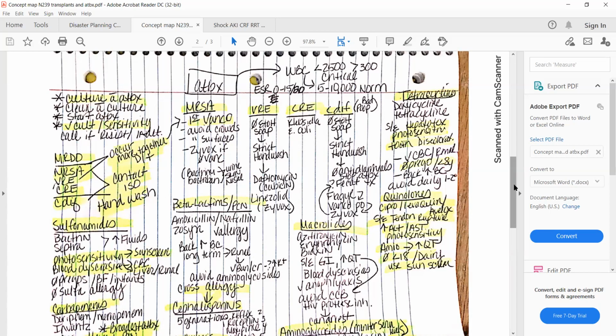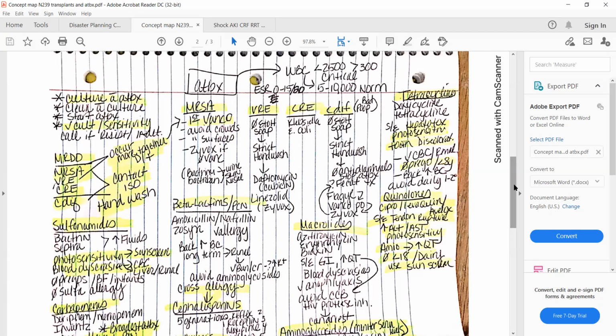Okay, so what are we thinking about? Well, WBCs less than 2,500 or greater than 30,000 are critical. So 5 to 10,000 around there is our norm. Don't forget your ESR. If you have an infection, you will have an elevated ESR. You can have an elevated ESR without having an infection. Think of your inflammatory conditions like autoimmune disorders. Those are the lab values we look at when asking, is the patient getting better?